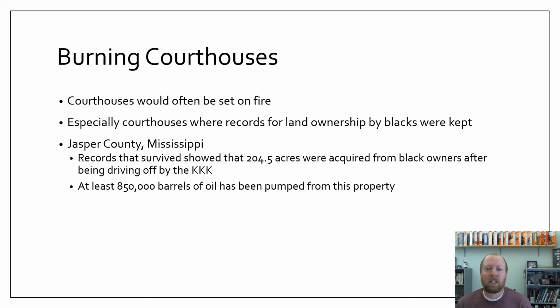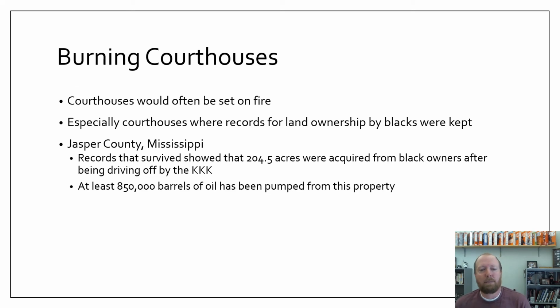So a white farmer would come and say, this is my land. And the black people living there said, no, this is our land. They would go to court, and the court would then rule in favor of the white owners. And so land was legally taken by burning these court documents to get rid of the evidence of ownership.